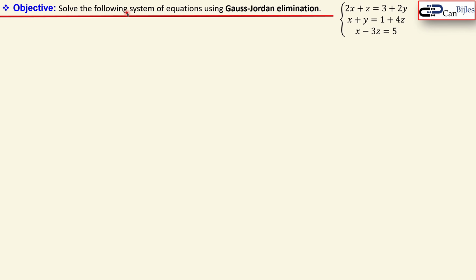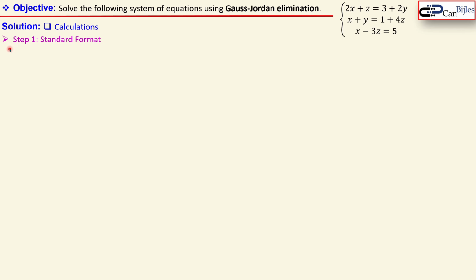We'd like to solve the following system of equations using Gauss-Jordan elimination. And this is the system of equations. You see here 3 equations and also 3 unknowns, so x, y, and z. But this is a little bit disordered, so we need to first do the ordering. We will see that in the solutions now in the calculations part.